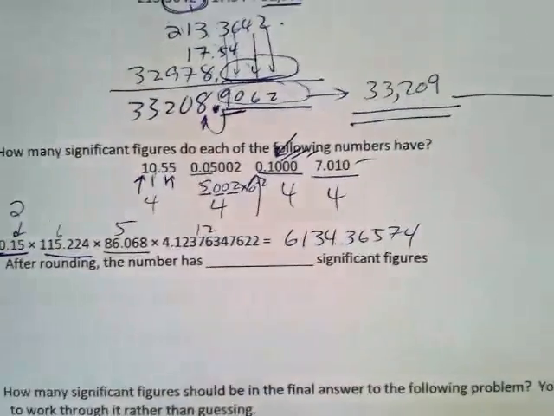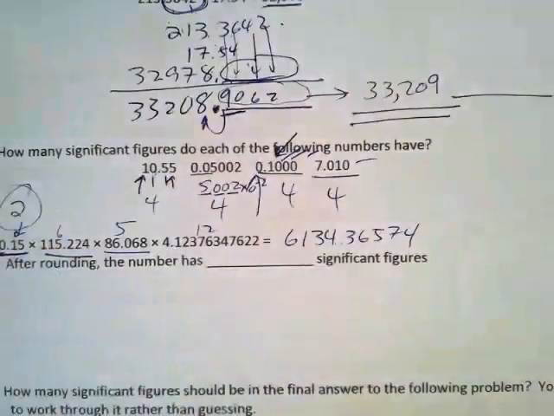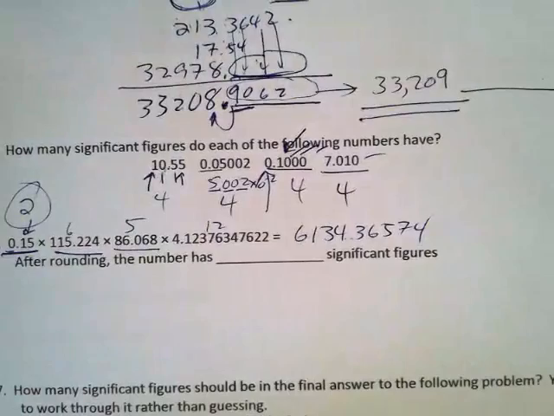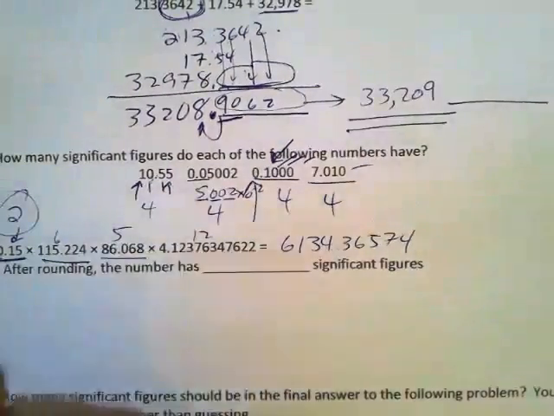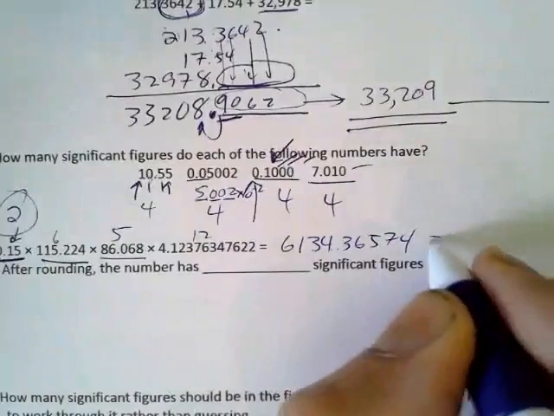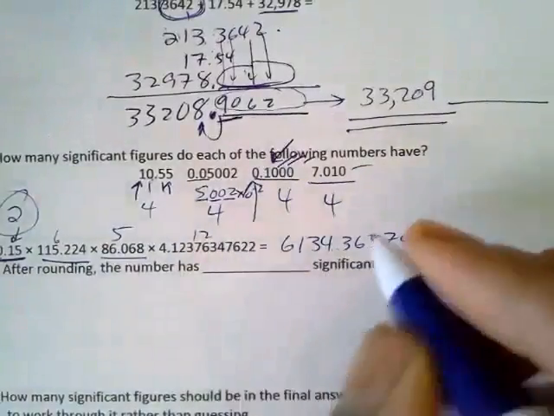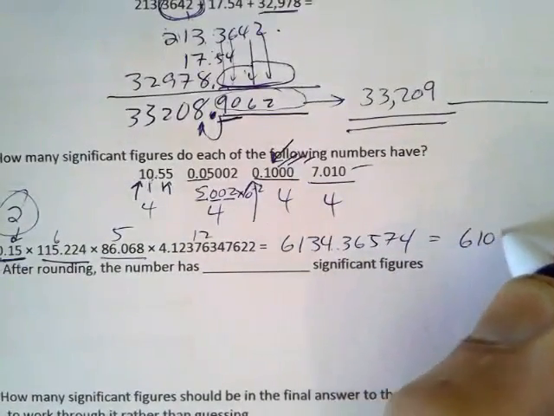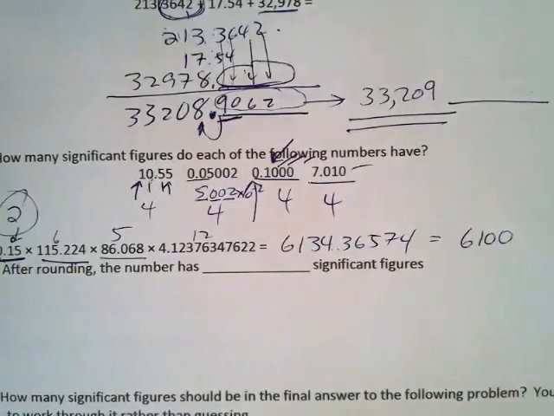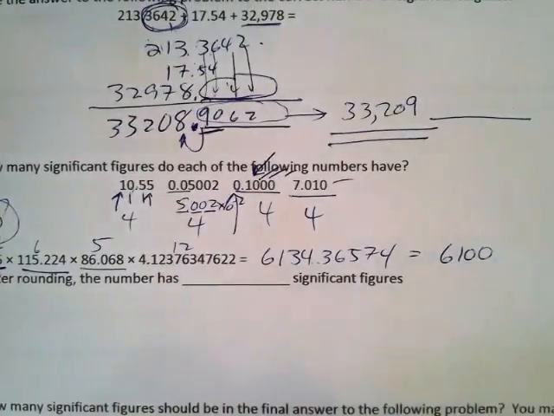6,134.36574. If I've done things correctly, that's what our calculator might show us. But now we say, hey, look, we can only limit this to 2 sig figs, because that's all we know here. And when we multiply, we can't be any more certain of the answer than we were of the number of sig figs there. So we would round this to 6,100.